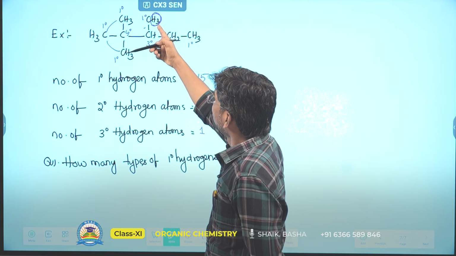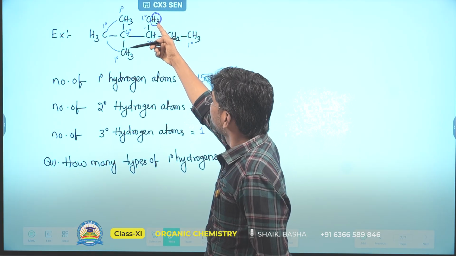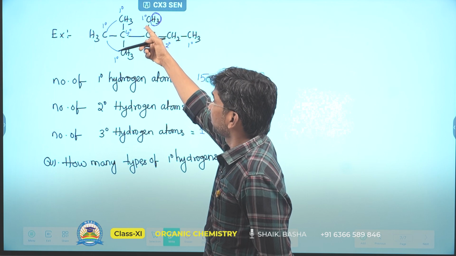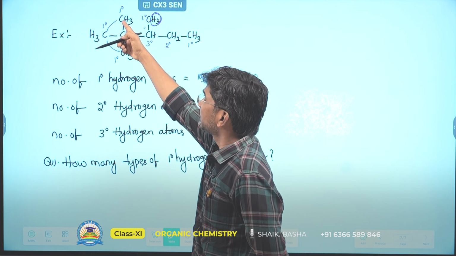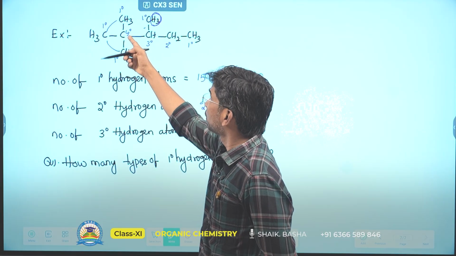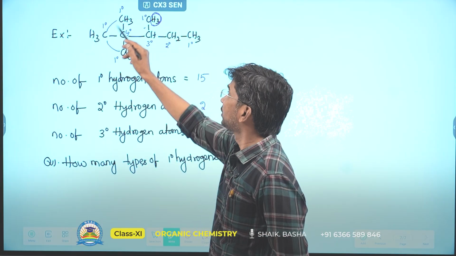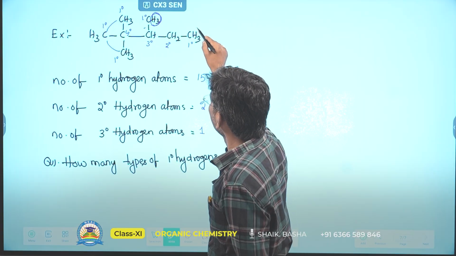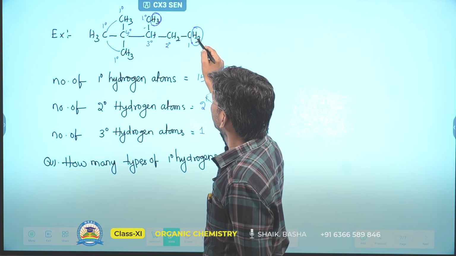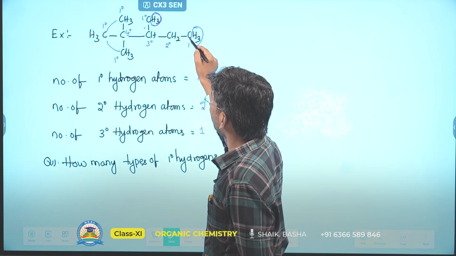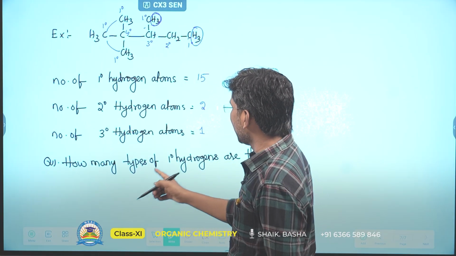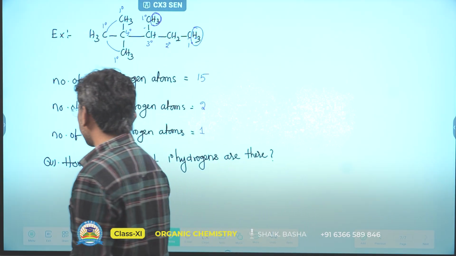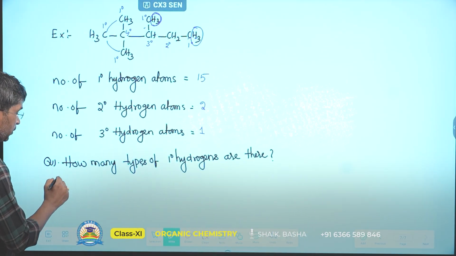Why? A primary hydrogen is connected to one carbon. For one, that carbon is attached to tertiary. For the other, the primary hydrogen's carbon is attached to quaternary. So with respect to connectivity, these 2 are different. What about this one? This is also different because this primary hydrogen's carbon is attached to a secondary carbon. That's why that is also different. In total, how many types of primary hydrogen atoms are there? 3 types of primary hydrogen atoms are there.